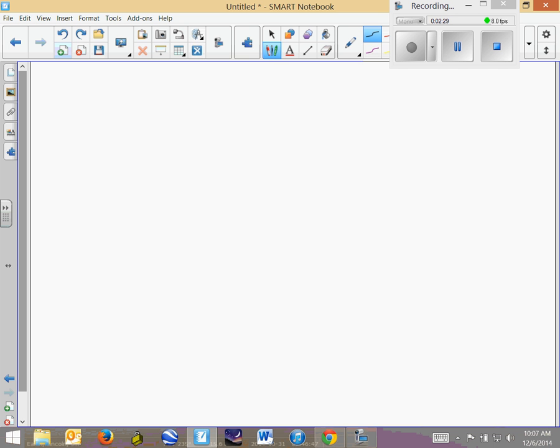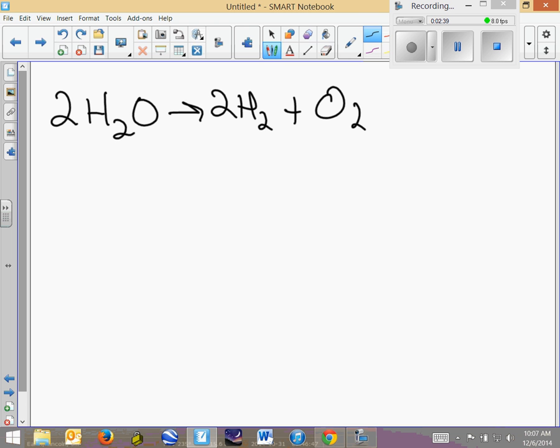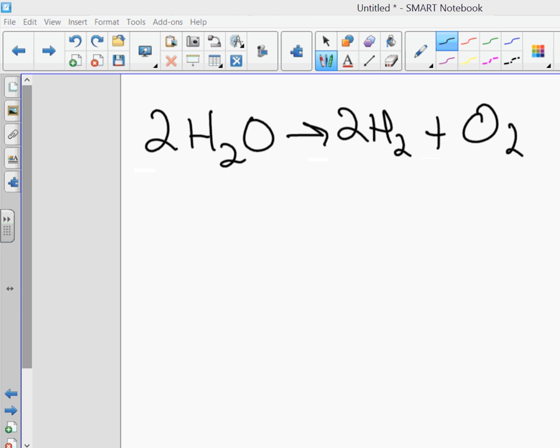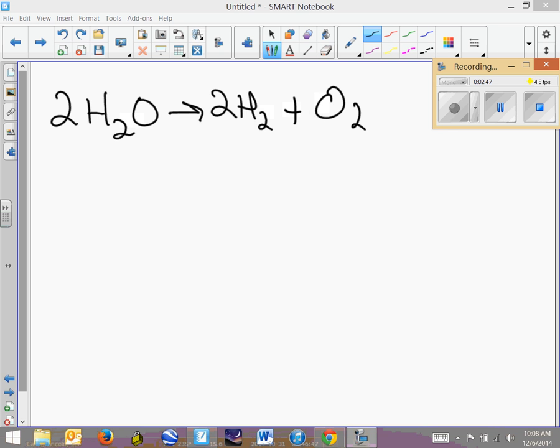Okay? So I'm going to take this same example that I did before, and it's just this. 2H2O yields 2H2 plus O2. Okay? And it's pretty balanced. I have my ratios, as you can see right here, where I have a 2-1-1 ratio.